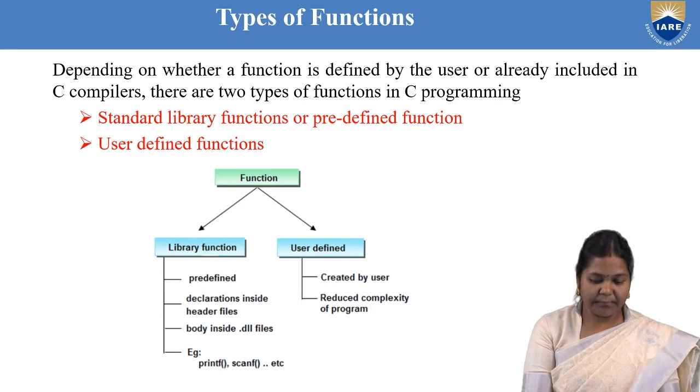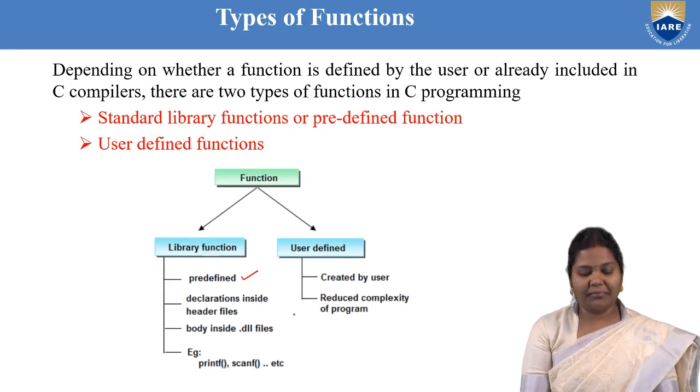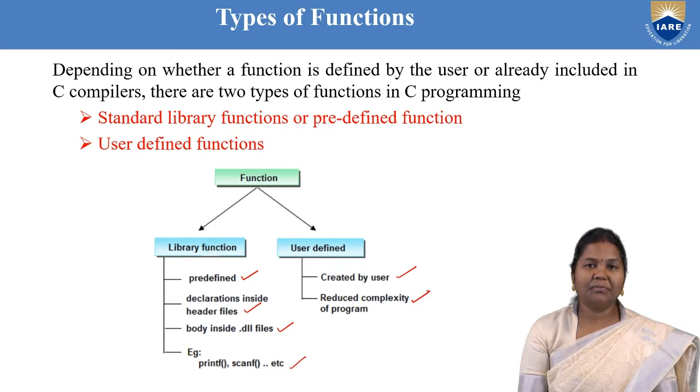You can see over here, the library functions are normally predefined and they are declared inside the header files. All the predefined functions come with header files, and the body is available inside the .dll files. Simply you have to use them, like printf and scanf. These are examples of library functions. Whereas user-defined functions are created by the user for doing multiple tasks. It reduces the complexity of the program if you use the functional or modular approach.